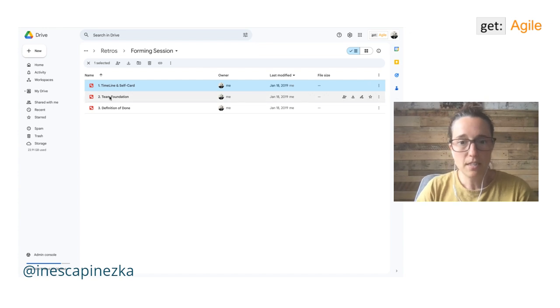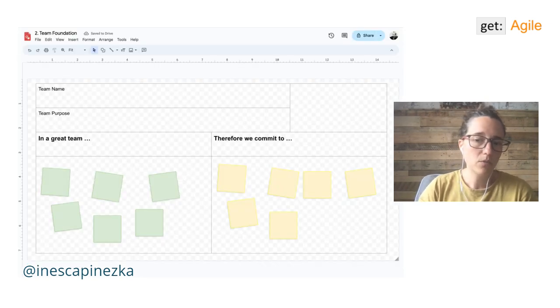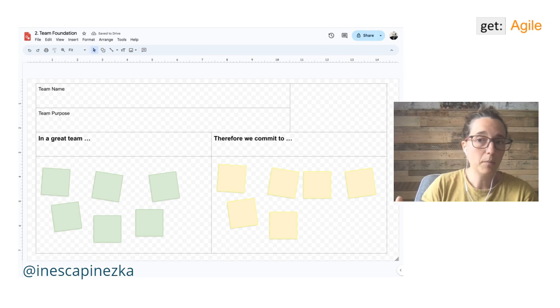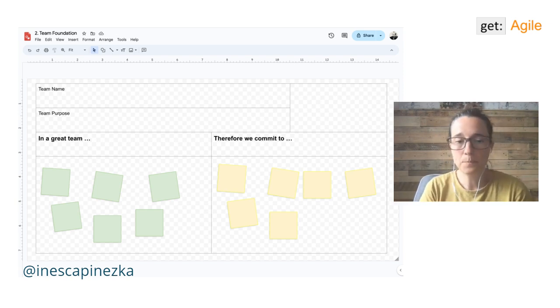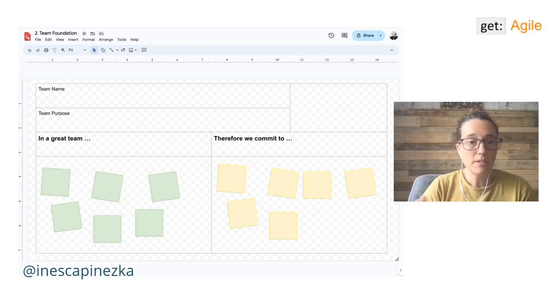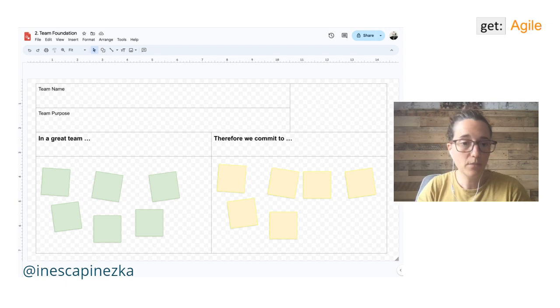Another one perhaps is a team foundation session. So coming together, and depending on timing, you could do it appended to the timeline journey one. So you end up as a team deciding what your team name is, what the team purpose is, and what everybody considers as traits to have within a great team. And because the definition of a great team informs the things that we commit to do, so that we become a great team.